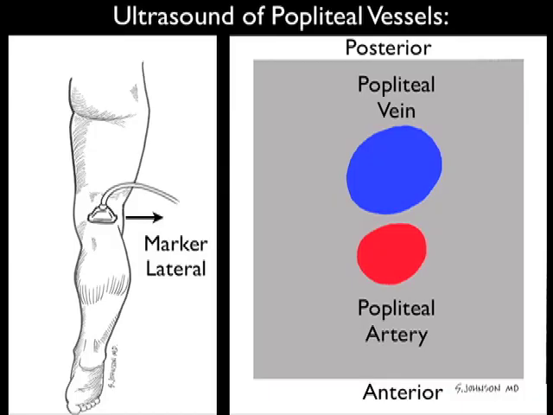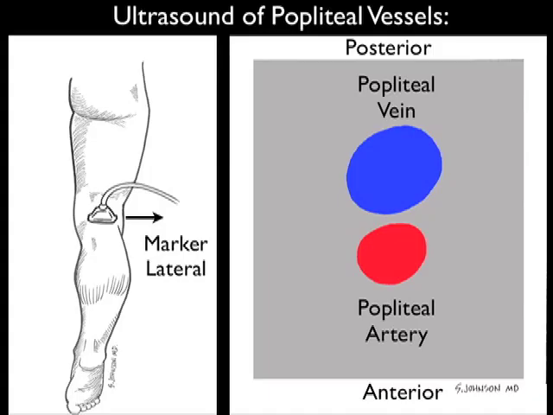Here's the anatomy that we'll see with the probe placed as shown in the illustration to the left. Notice that the probe is placed into the posterior aspect of the knee behind the popliteal fossa, again with the marker dot oriented laterally. Thus, we'll see the following images as shown in the illustration to the right.